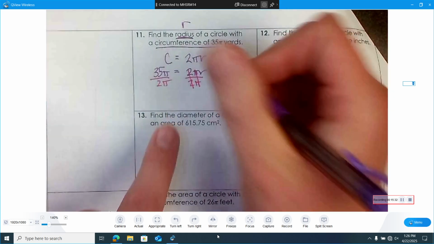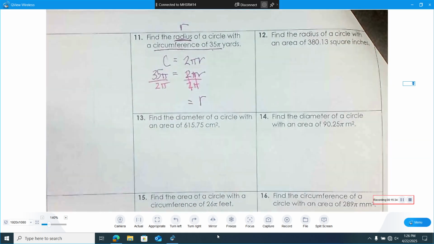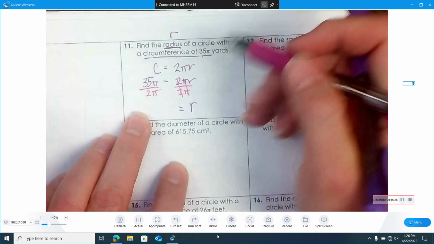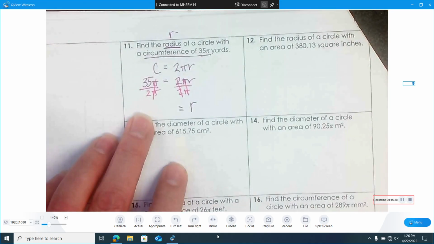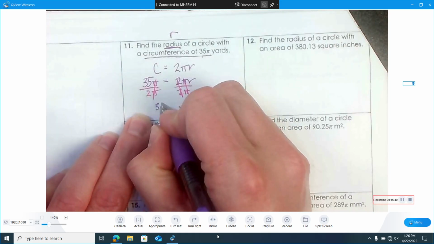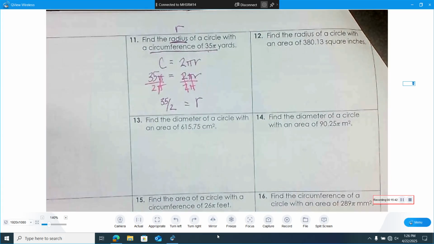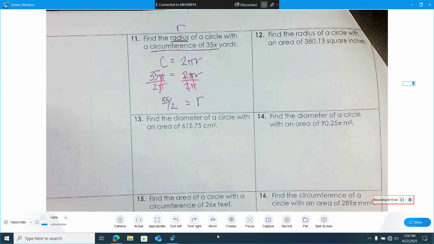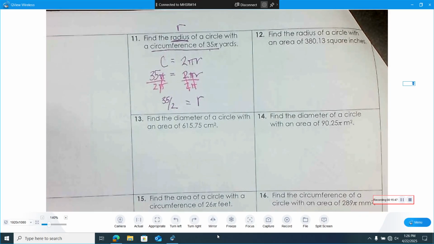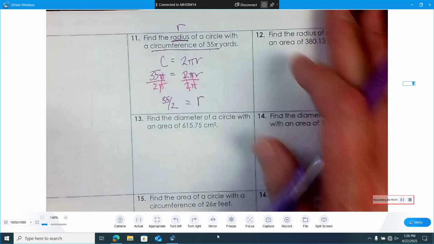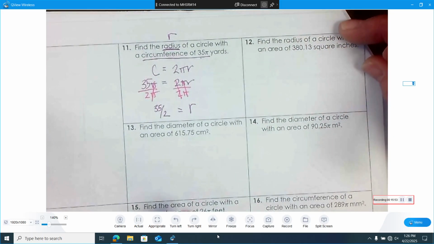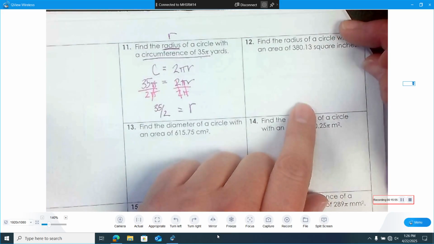Divide by 2 pi. It cancels out on the right. Super fancy, super nice. So what happens on the left? Yeah, the pi's cancel. And we're left with 35 divided by 2, which is a totally awesome answer. You could use 17.5, but I can also leave it as 35 halves. It's exact. It's perfect. And I didn't have to use my calculator, and I didn't have to take the extra step to get 17.5.